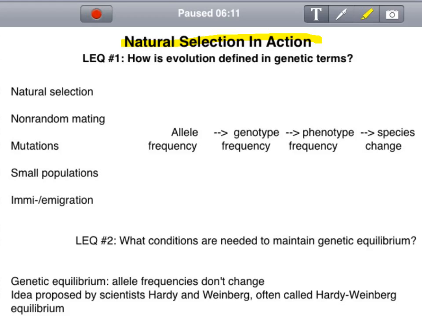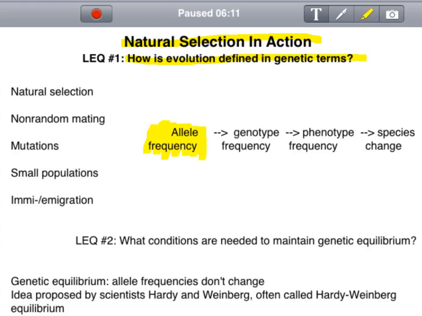evolution. And since we've made a few steps since Darwin, we now define evolution in genetics terms. So the question is, how is evolution defined in genetic terms? The short answer to that is that evolution is defined by changes in allele frequency.